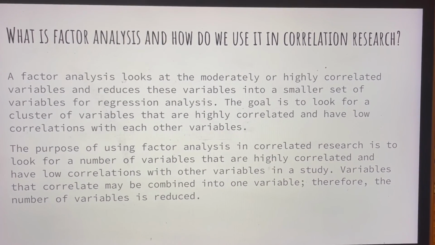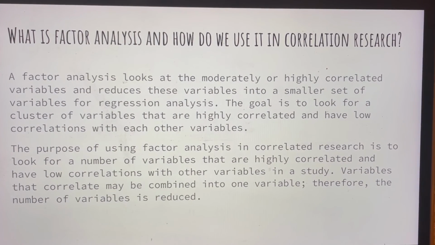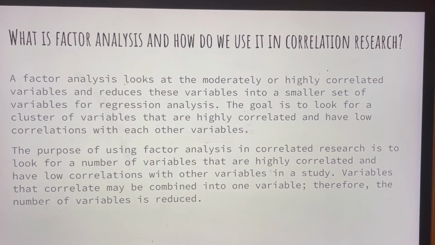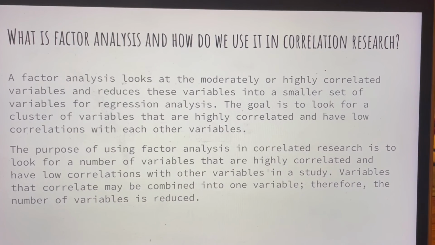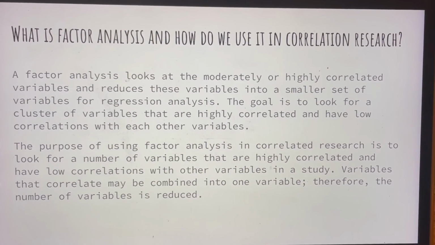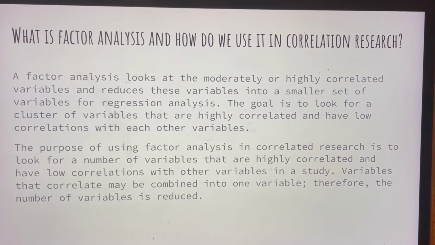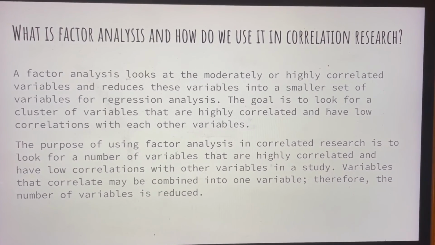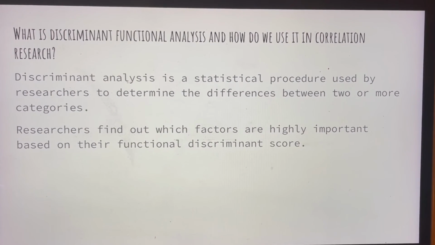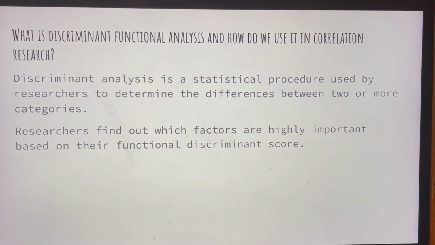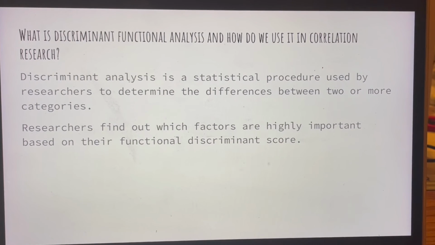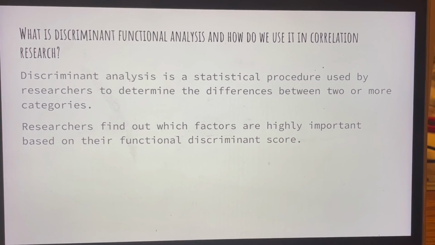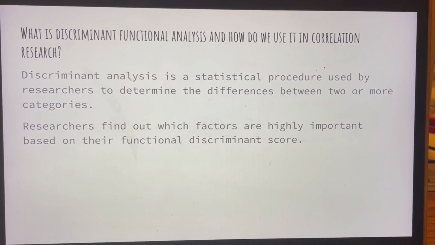A factor analysis looks at the moderately or highly correlated variables and reduces these variables into smaller sets of variables for regression analysis. The goal is to look for a cluster of variables that are highly correlated and have low correlation with other variables. The purpose of using factor analysis in correlational research is to look for a number of variables that are highly correlated and have low correlation with other variables in a study. Variables that correlate may be combined into one variable. Therefore, the number of variables is reduced.